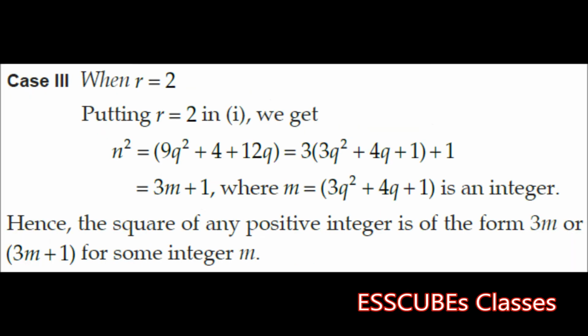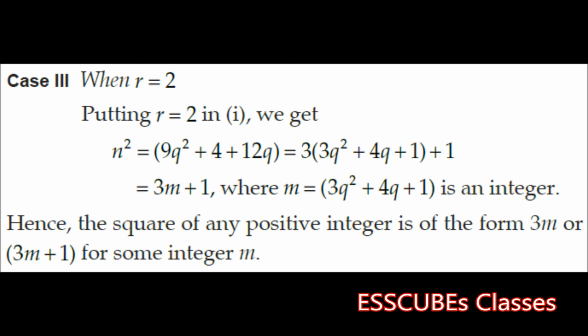If I move on to the third case, over here we take r equal to 2. So putting the value of r equal to 2 in n square, we get 9q square plus 4 plus 12q. I repeat, again I'll be trying to put this in the form 3m plus 1. So for that, I'll take a multiple of 3. Now 4 cannot be represented as a multiple of 3. So what do I do? I make it 3 plus 1. So it becomes 3 into 3q square plus 4q plus 1, plus 1. This entire term 3q square plus 4q plus 1 is taken as m, which is an integer.